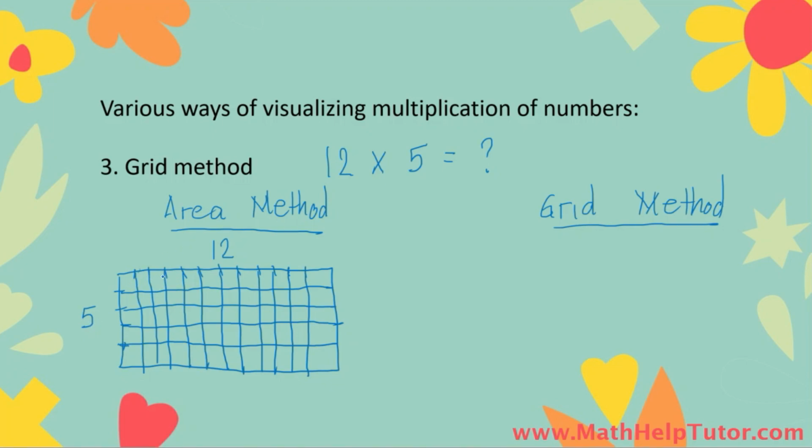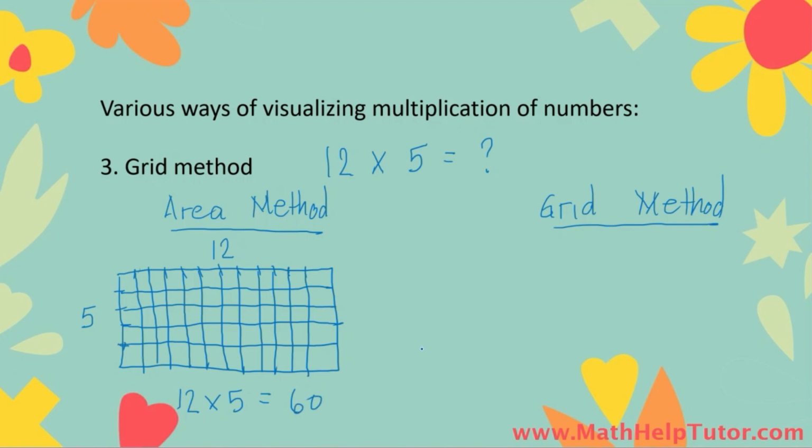So we have 1, 2, 3, 4, 5, 6, 7, 8, 9, 10, 11, 12, 13, 14, 15, 16, 17, 18, 19, 20, and so on, up to 58, 59, 60. So there are a total of 60 squares inside this big rectangle. And using the area method, we now know that 12 times 5 is equal to 60.